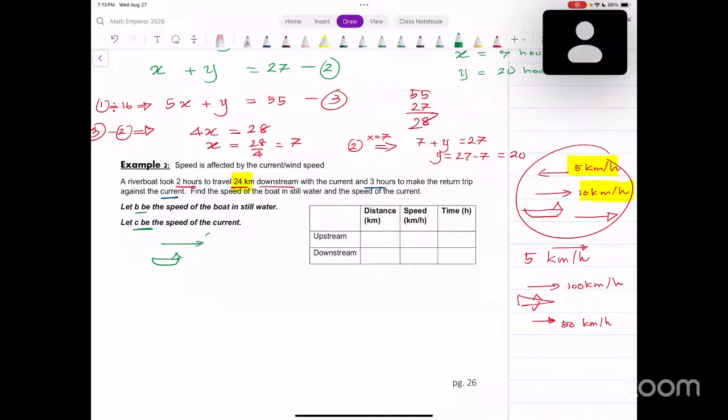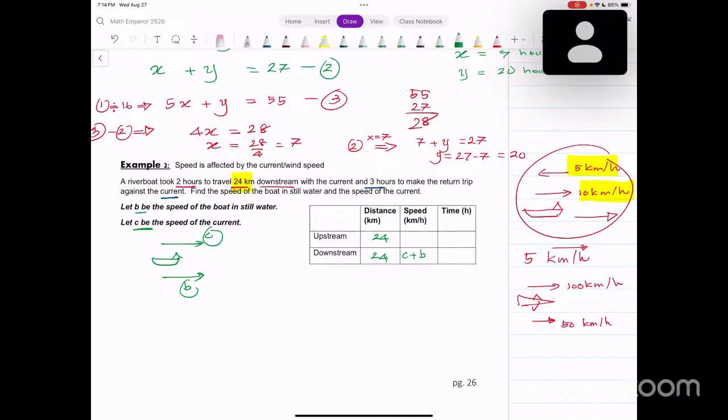The current is going this way. The boat is going this way. So this is when you're going with the current. When you're going with the current, it's called downstream. In downstream, the distance you travel is 24, and upstream also 24. In the downstream, the speed will be C plus B. Are you following that?